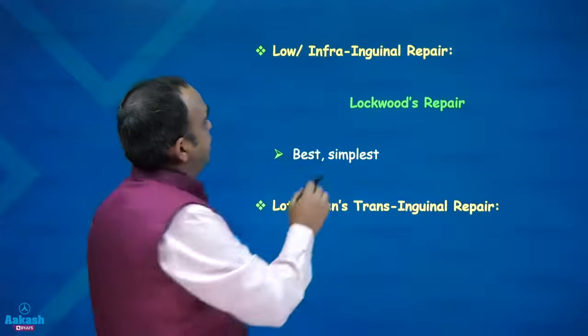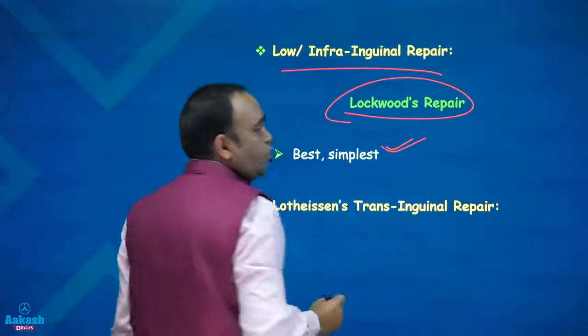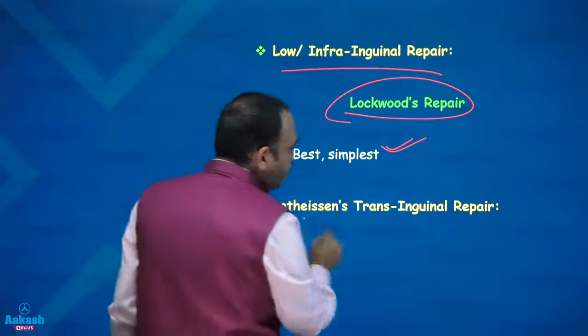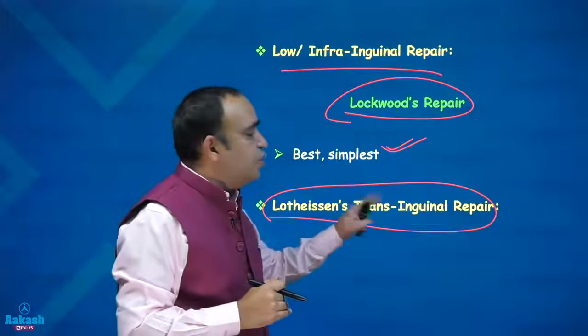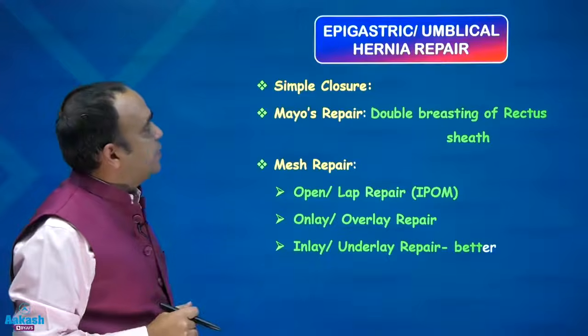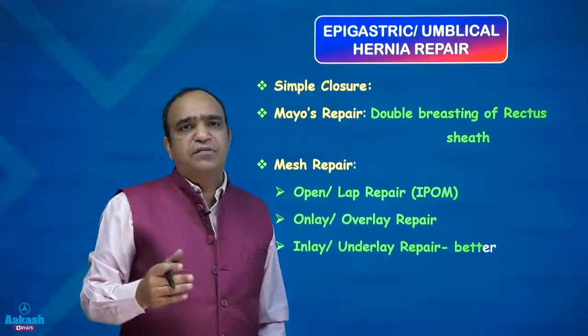Then low is infrainguinal repair, below the inguinal ligament, Lockwood's repair. That's one of the most commonly used open techniques, best, simplest, easy to do. And third is through the inguinal ligament, that is called transinguinal repair, that is Lothiessen's transinguinal repair. So we are done with the inguinal and the femoral hernia.